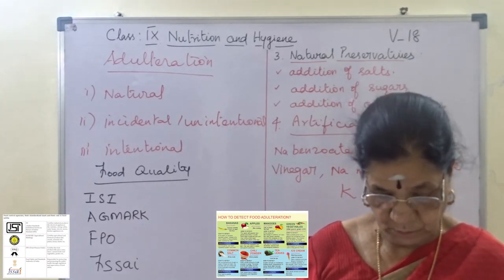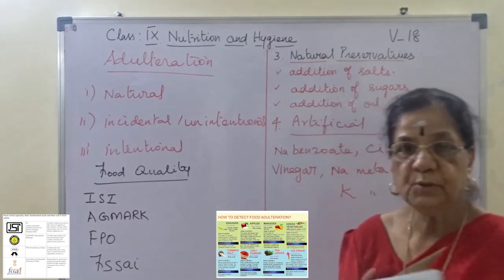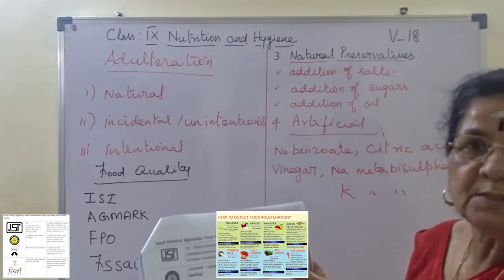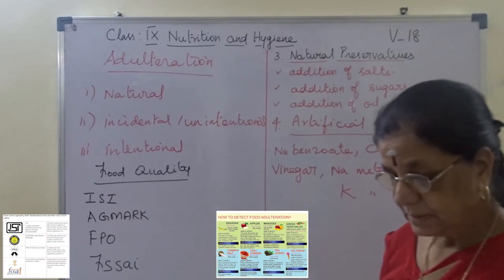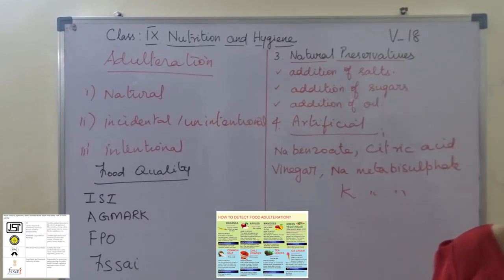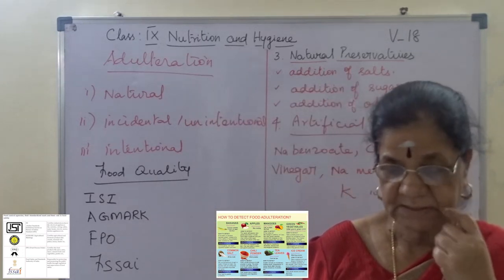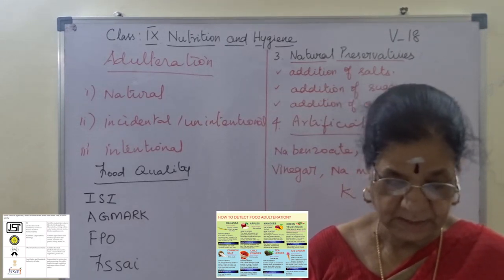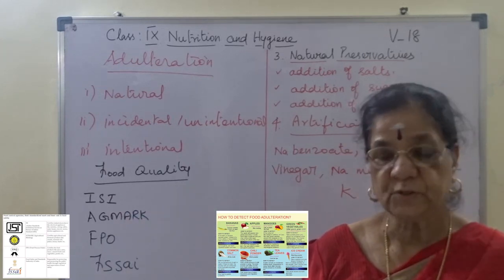I hope you are able to follow this. These food control agencies are given in a table column in our book, so that you can understand. You should know these simple ones for creative questions. I hope you understand. So here ISI, Indian Standards Institution, AGMARK, Agricultural Marketing, FPO, Food Product Order, FSSAI, Food Safety and Standards Authority of India. The rules are in our book, which you will see.